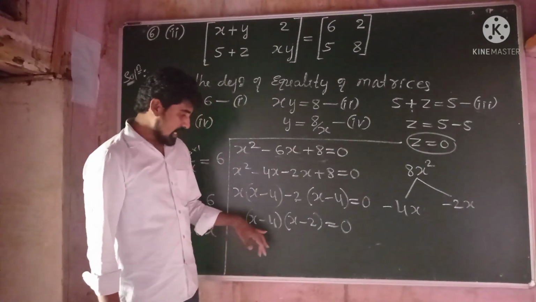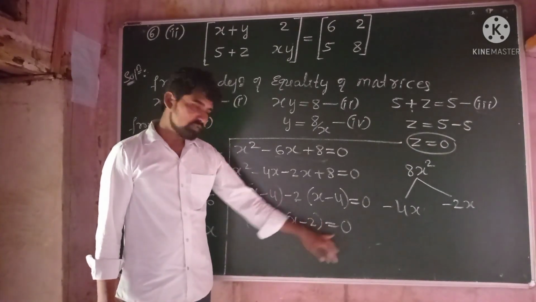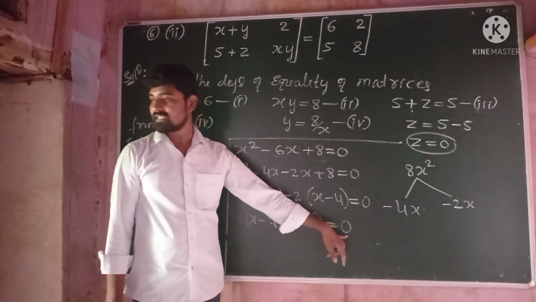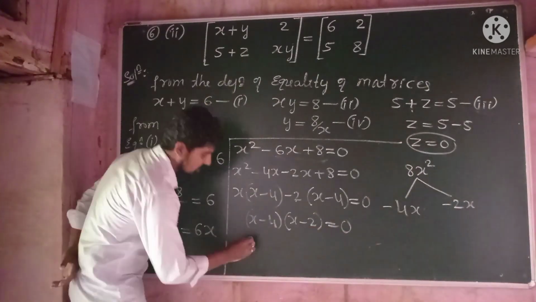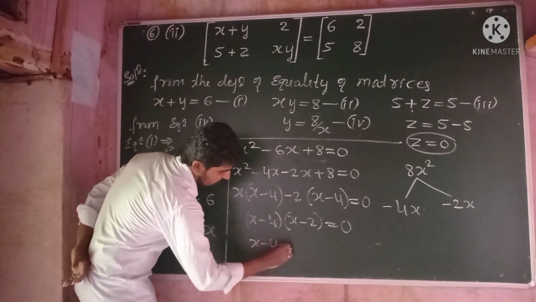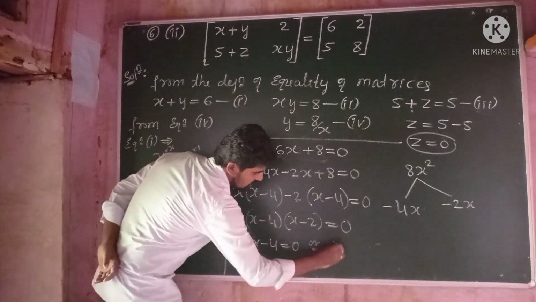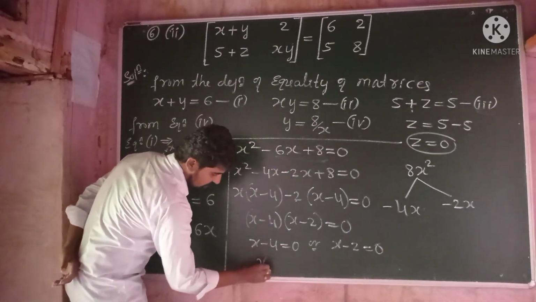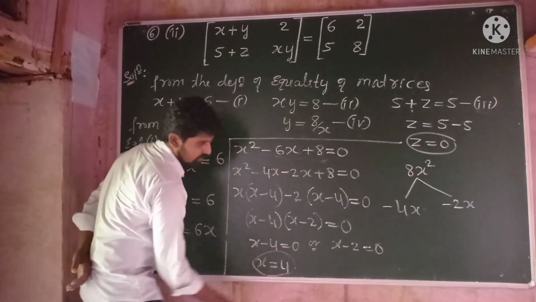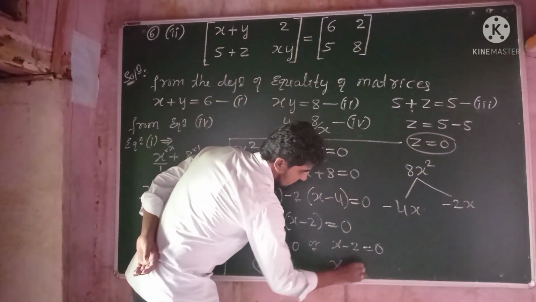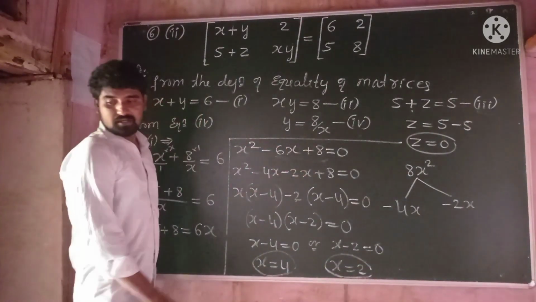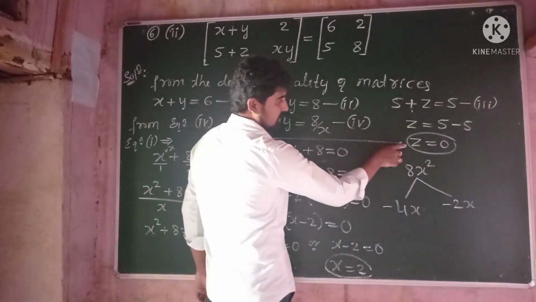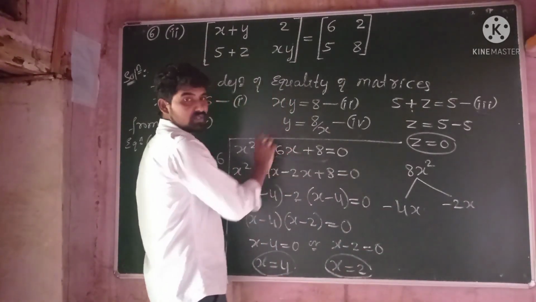It means either x minus 4 is 0 or x minus 2 is 0, or both the factors are equal to 0. Hence we get x minus 4 is equal to 0 or x minus 2 is equal to 0. It means the value of x is equal to 4 or x is equal to 2. Now we get the values of x and z. So still we need to find the values of y.